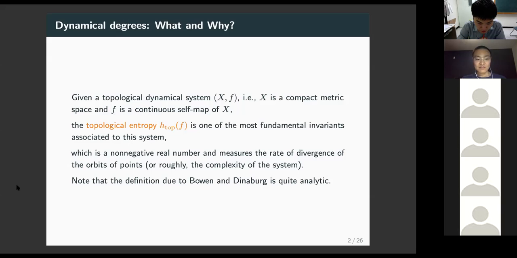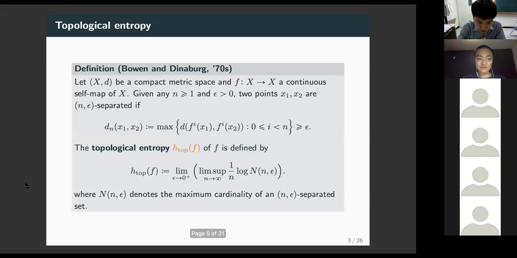The definition due to Bowen and Dinaburg is quite analytic, so I will give you the definition here. X is a compact metric space, d denotes the metric, f is a continuous self-map. Then for any given large number n and some positive real number epsilon, two points x1, x2 are called (n, epsilon)-separated if their distance is greater than or equal to epsilon. The distance is defined in this way: d is the original distance, and then we define a new distance d_n.